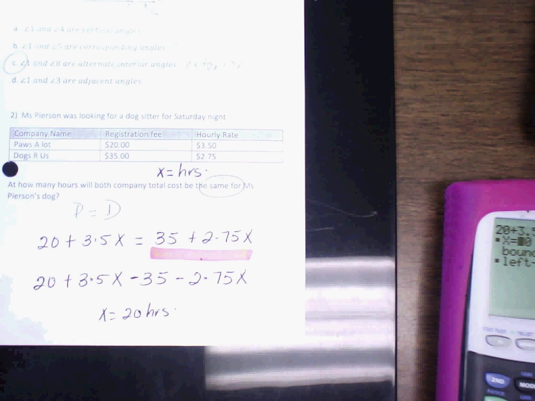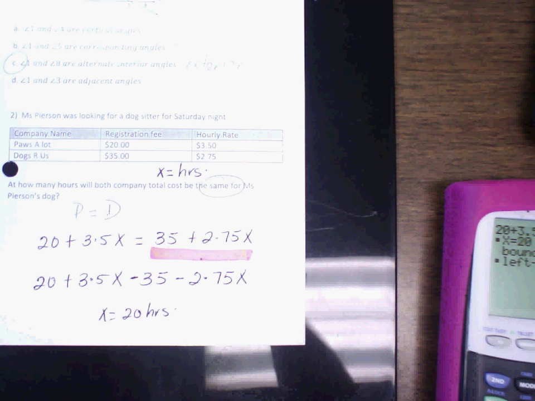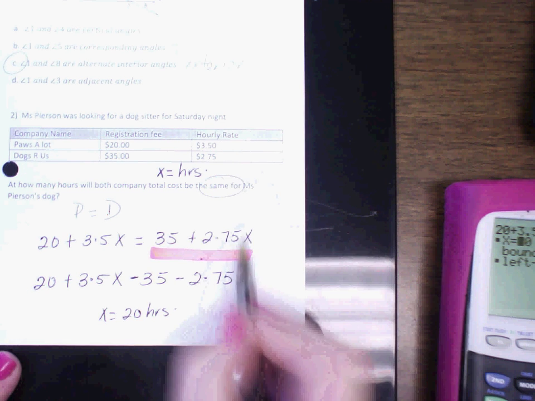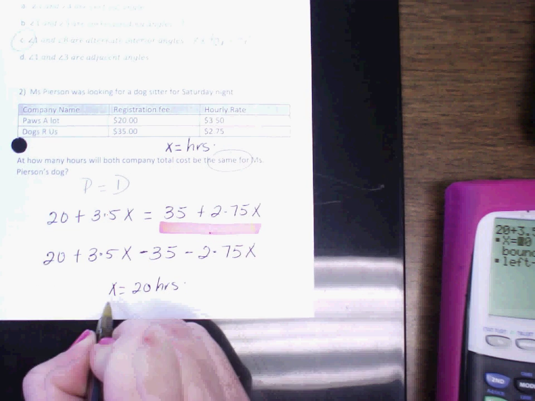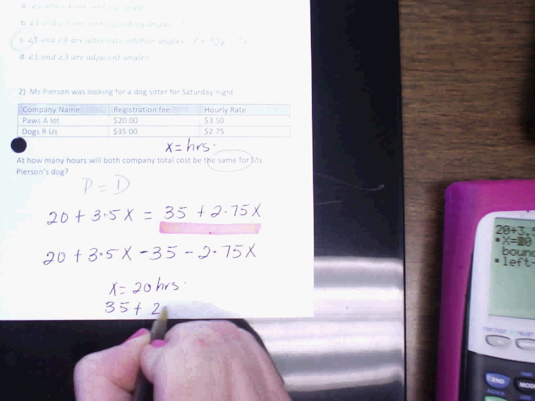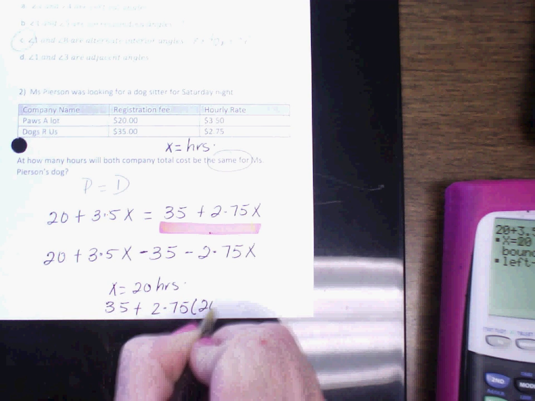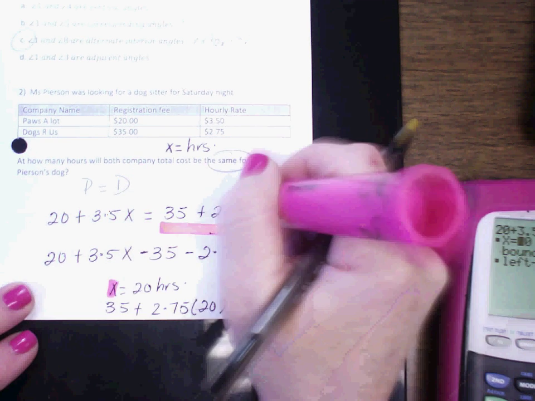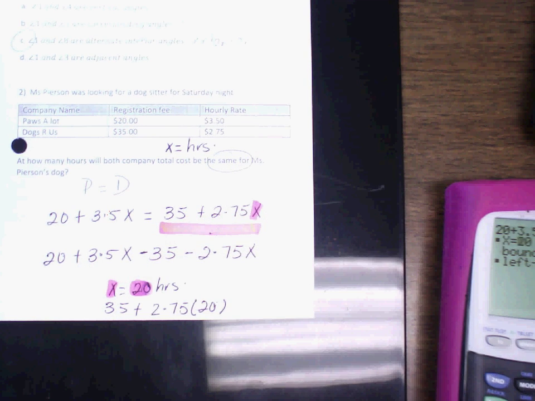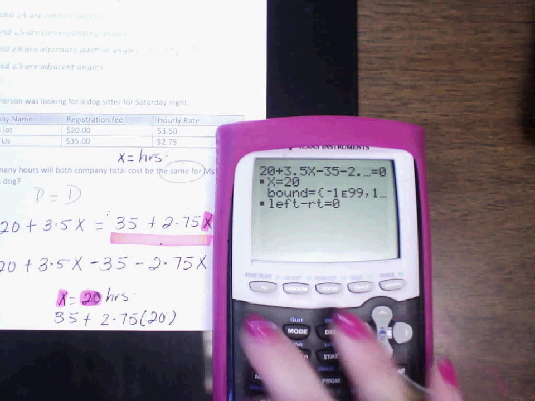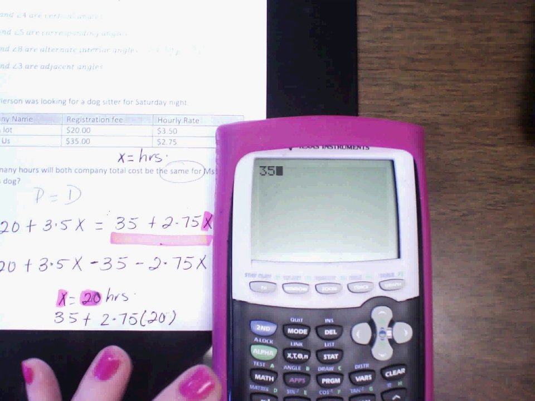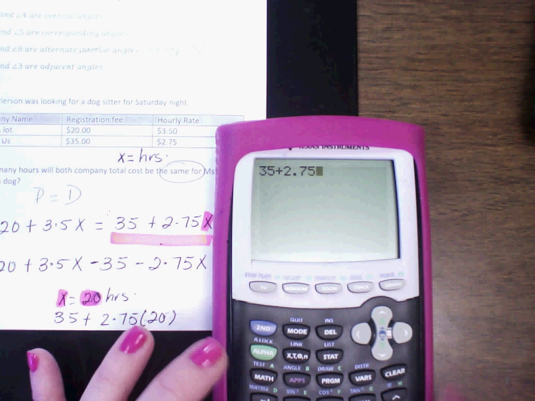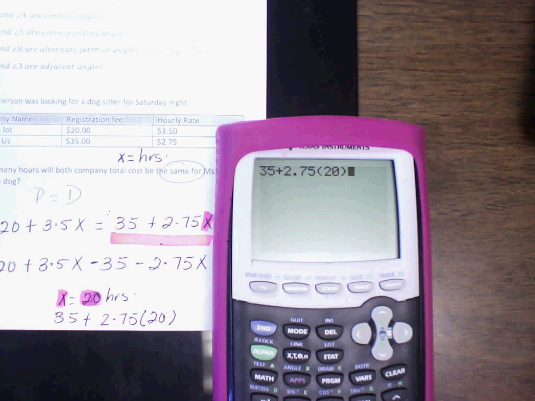Now I want to know what would be the cost at those 20 hours. What do I have to do now? I want to know how much is the cost at those 20 hours. Say that again? Very good. Substitute the x. And I usually do it on the part that I highlighted, right? So that would be 35 plus 2.75, but instead of an x, I'm going to write a 20, because that's what x is. Yay? That's my x, which is 20. So I'm just substituting it, right?